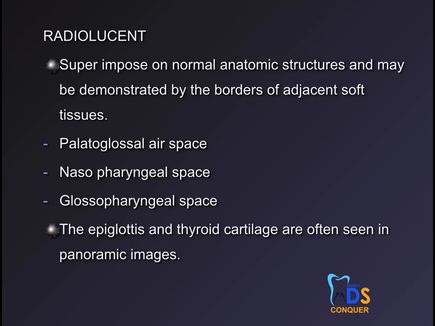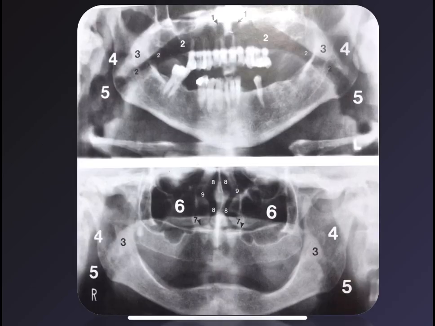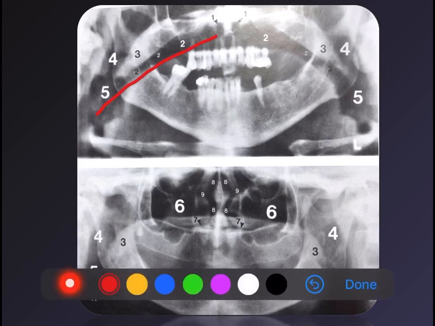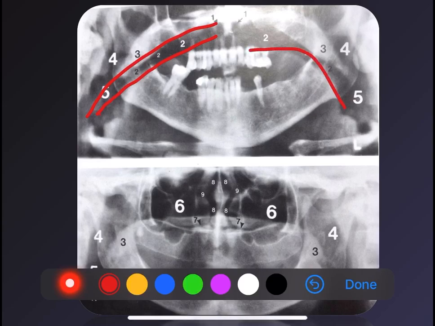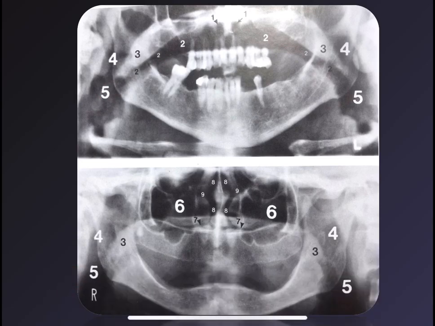So these are the important air spaces which completely appear to be radiolucent, and they superimpose on the normal anatomical structures, right, and can be demonstrated by the border of the soft tissue. So they can superimpose. So these three are the air spaces. So now if you can see here, these are completely radiolucent. So the palatoglossal, the nasopharyngeal, and the glossopharyngeal air spaces are these. So like that, they appear to be completely radiolucent. Okay, because they cannot attenuate the X-ray beam, so they are completely black.